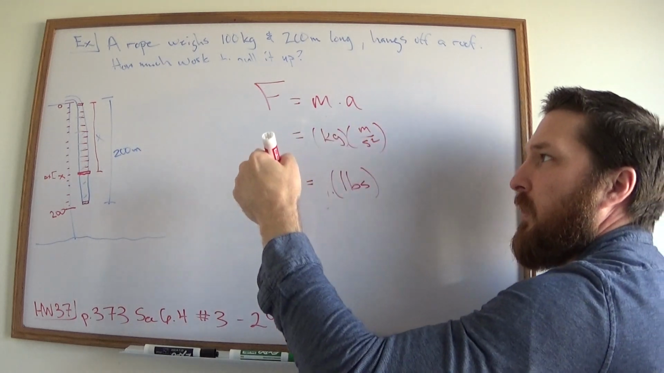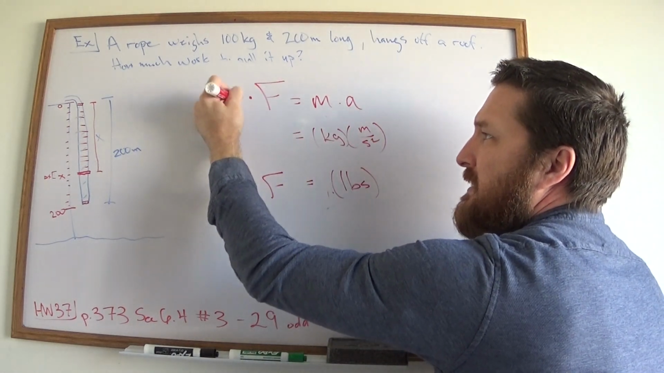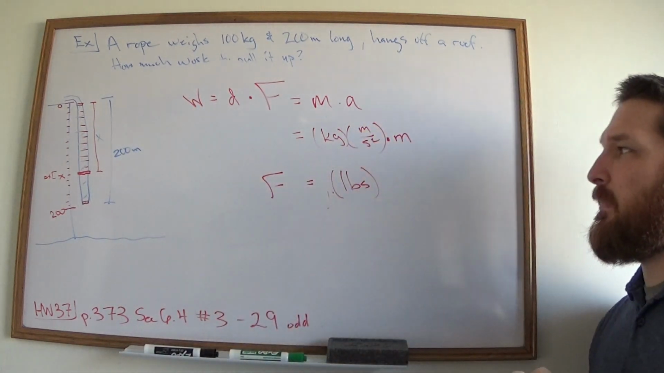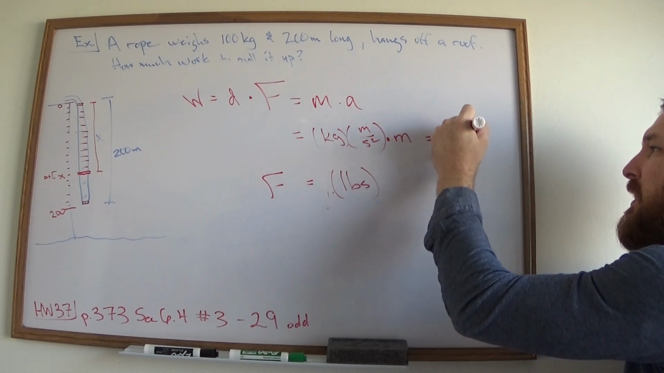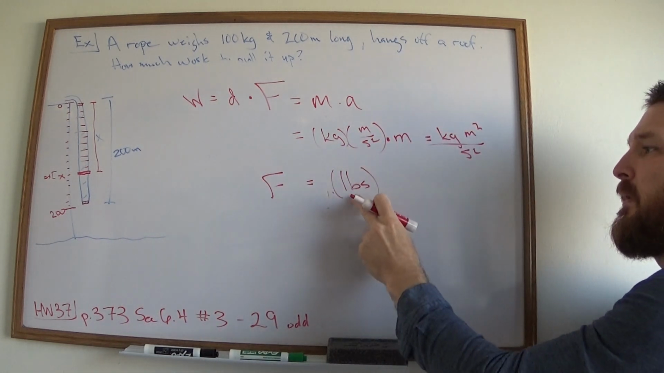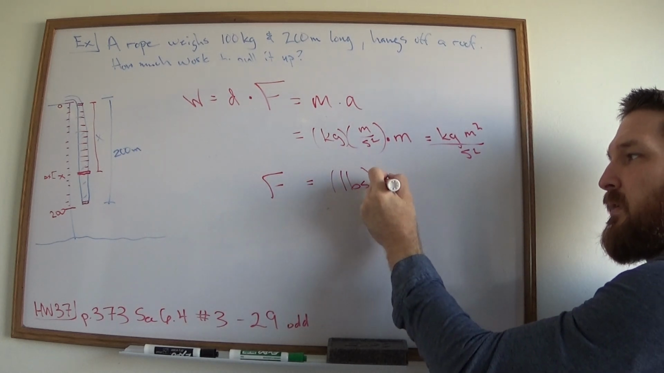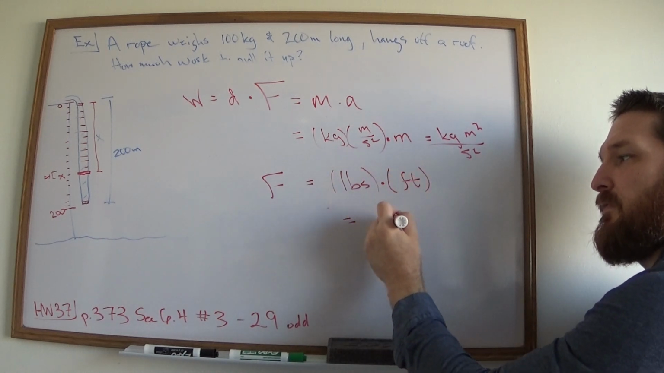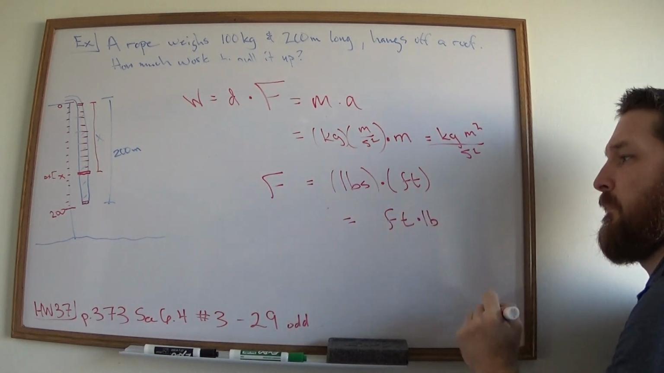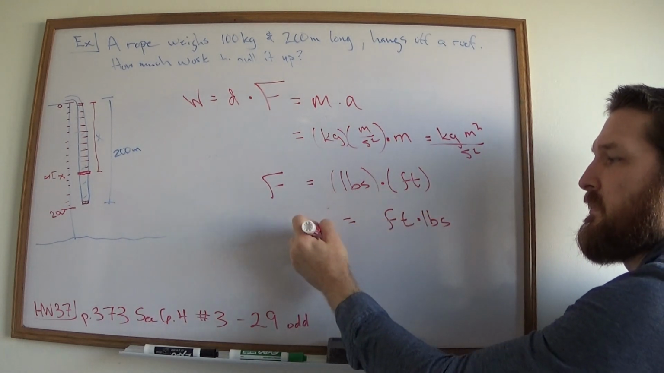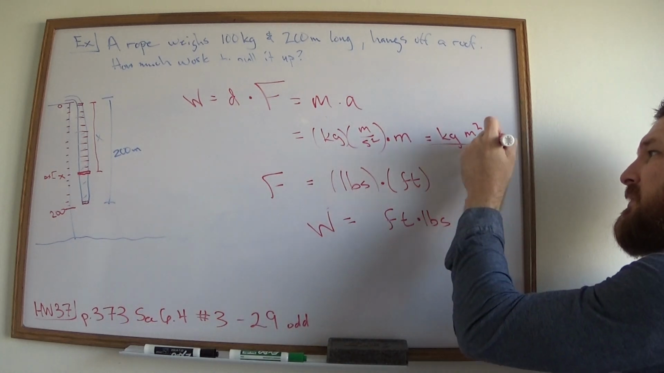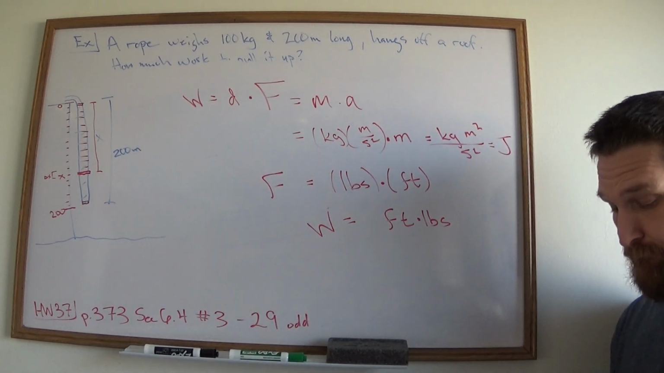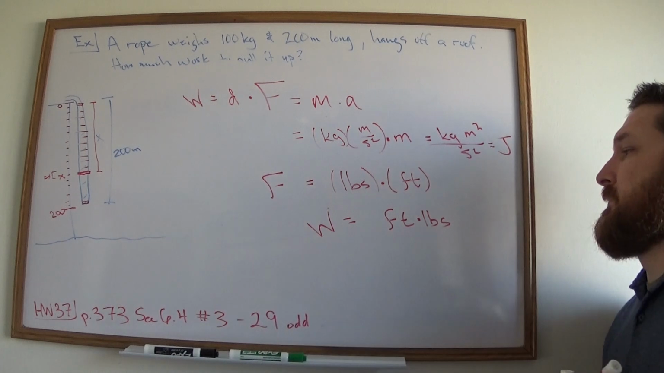So then work, when you take distance times that force, with international units, you multiply by meters and you get kilogram meters squared per second squared. But in English units, when we multiply by distance, we use the foot, and what you get is a foot-pound. So work is also in units of foot-pounds. The standard units are joules, and English units are foot-pounds. Okay. So there you go.